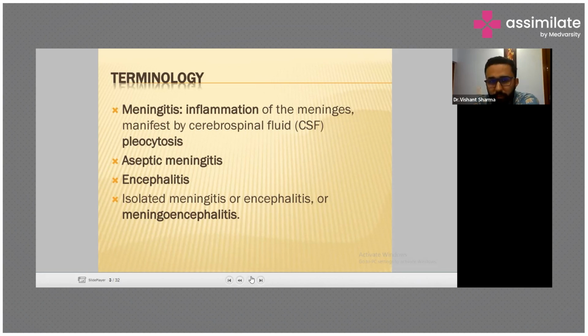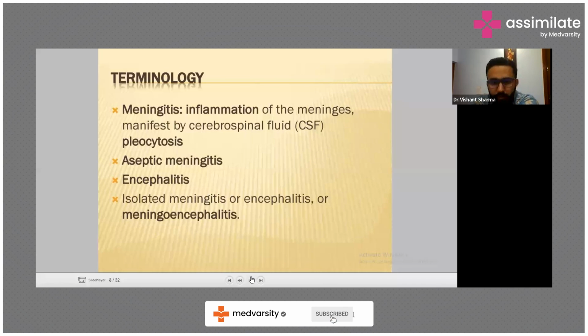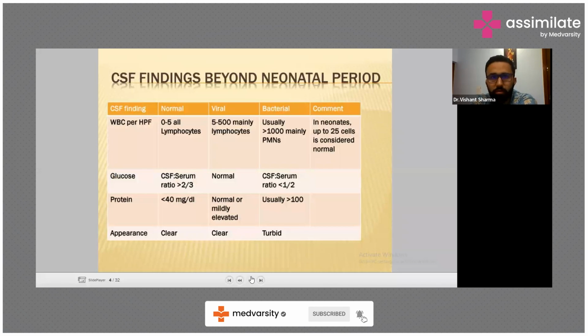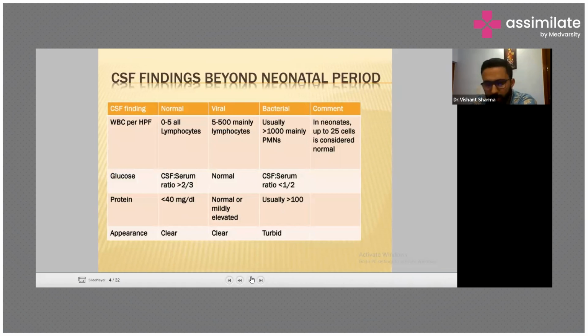It is inflammation of the meninges manifest by cerebrospinal fluid pleocytosis. There are different kinds of meningitis, as you know: aseptic, encephalitis, isolated meningitis, or meningoencephalitis. So, beyond the neonatal period, what CSF findings do we use? Basically, CSF is the diagnostic gold standard to differentiate what kind of meningitis it could be.